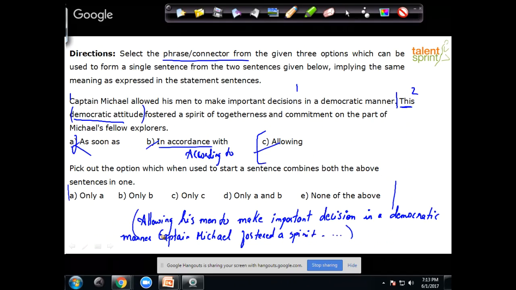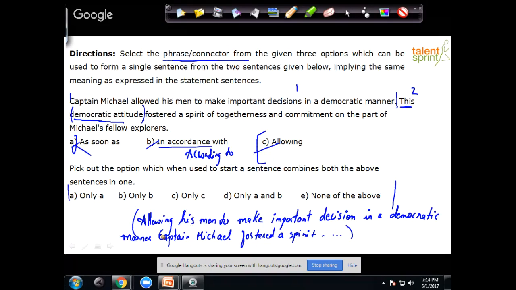But as soon as also talks about when you're talking about an event happening one after the other, right? It's always in succession of something. As soon as this happened, as soon as there is a cause and there is an effect, but that is more in terms of time reference. Here, it's not more of a time reference at all. It's not like as soon as Captain Michael allowed his men to make important decisions in a democratic manner, that fostered a spirit of togetherness and commitment.